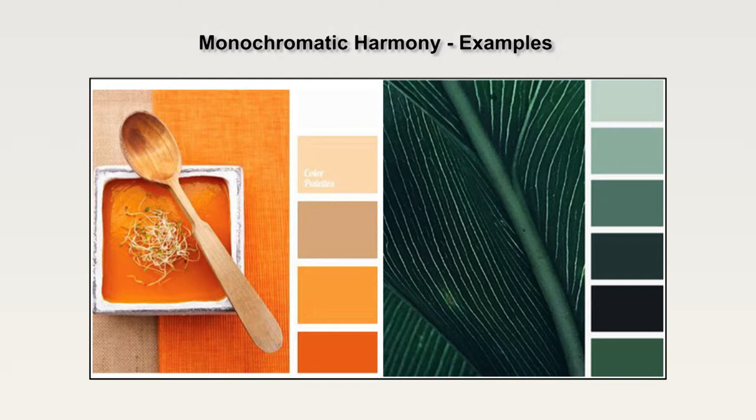The color palette on the left shows tints, tones, and shades of orange, or in other words, a monochromatic palette of orange. And on the right is a monochromatic palette of green.